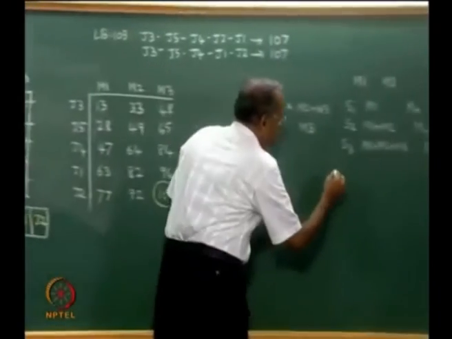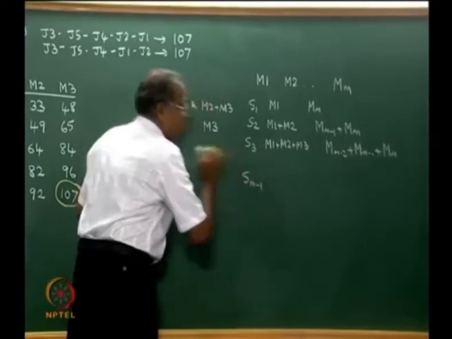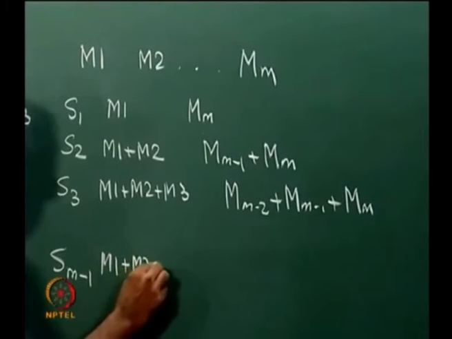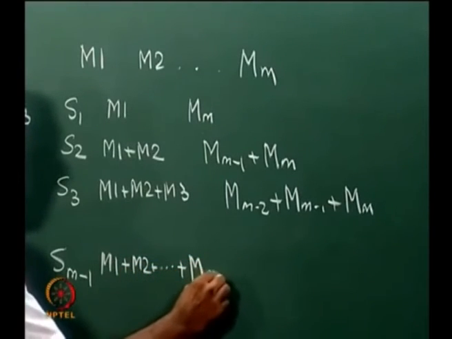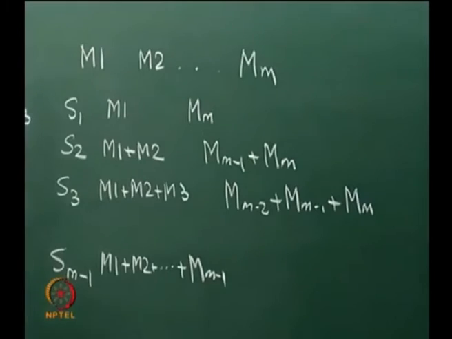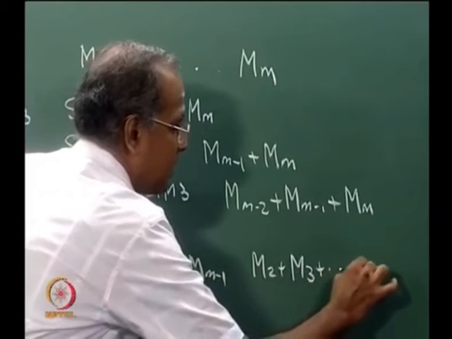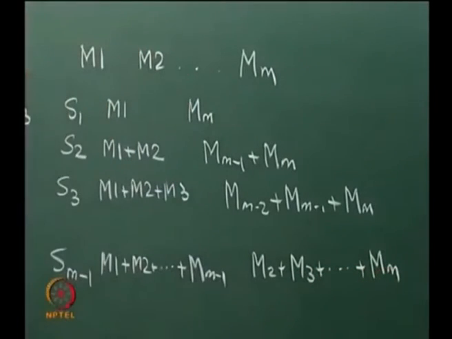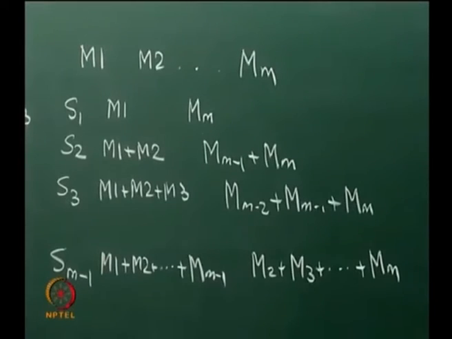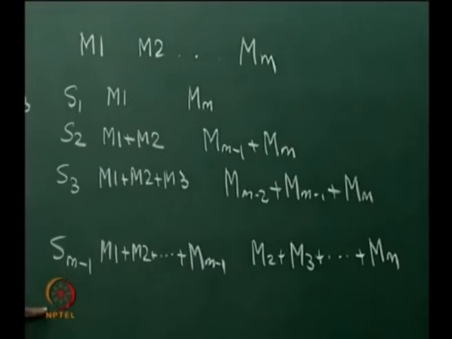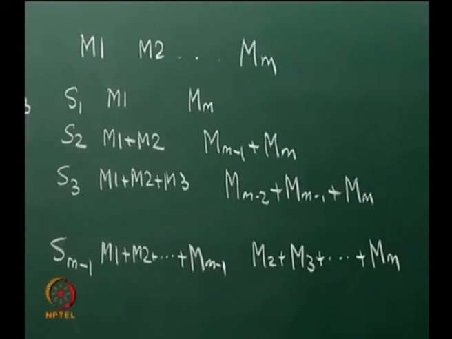So as we keep doing, the last sequence, S M minus 1, will be M1 plus M2 up to M minus 1, and M2 plus M3 up to M. So take the first M minus 1, take the last M minus 1 starting from 2. We do not find the Mth sequence because that would mean you add all of them on both sides, so you will get the same. So we do not do that.